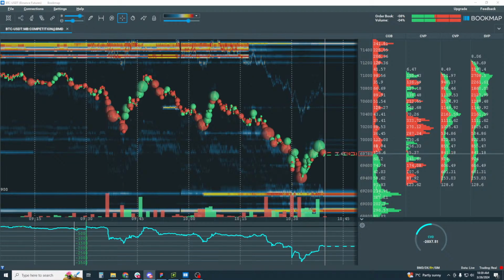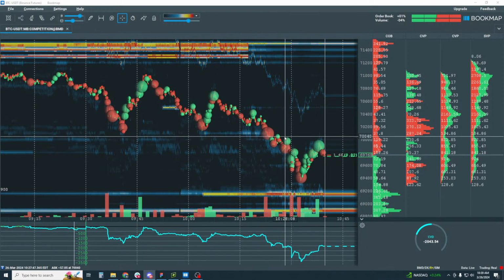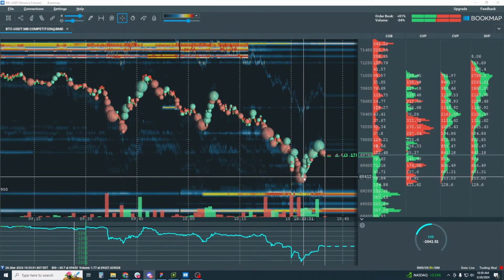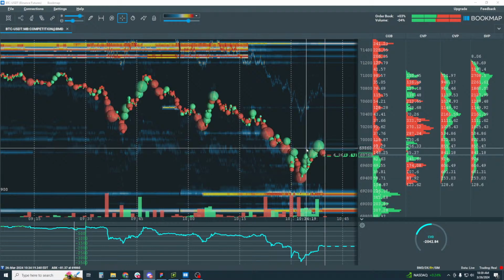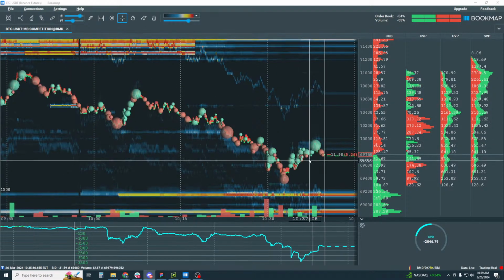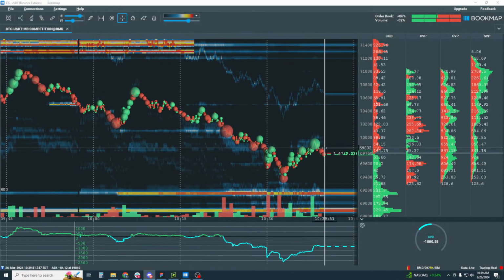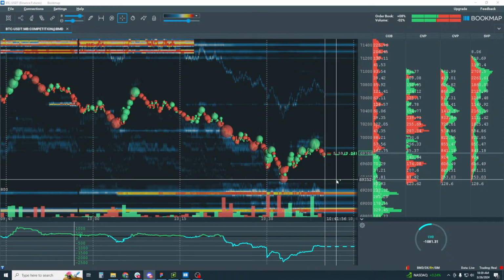As you guys can see, we were anticipating a bounce at this point, and that is exactly what we've gotten. Now the question here is, let's look at the order flow and activity in here. Are we still going to get a move back down and retest this area?